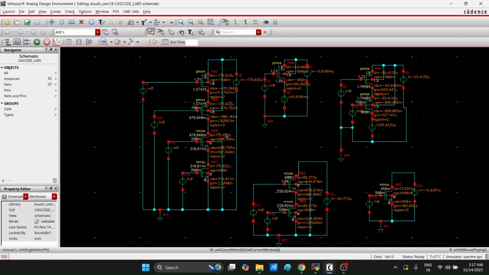Next we will proceed for designing the PMOS section.